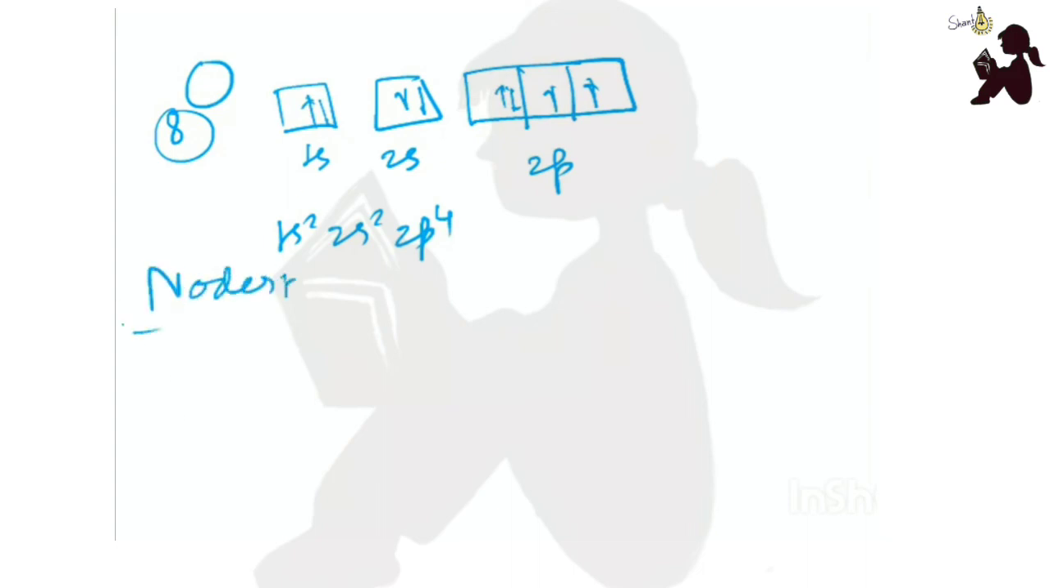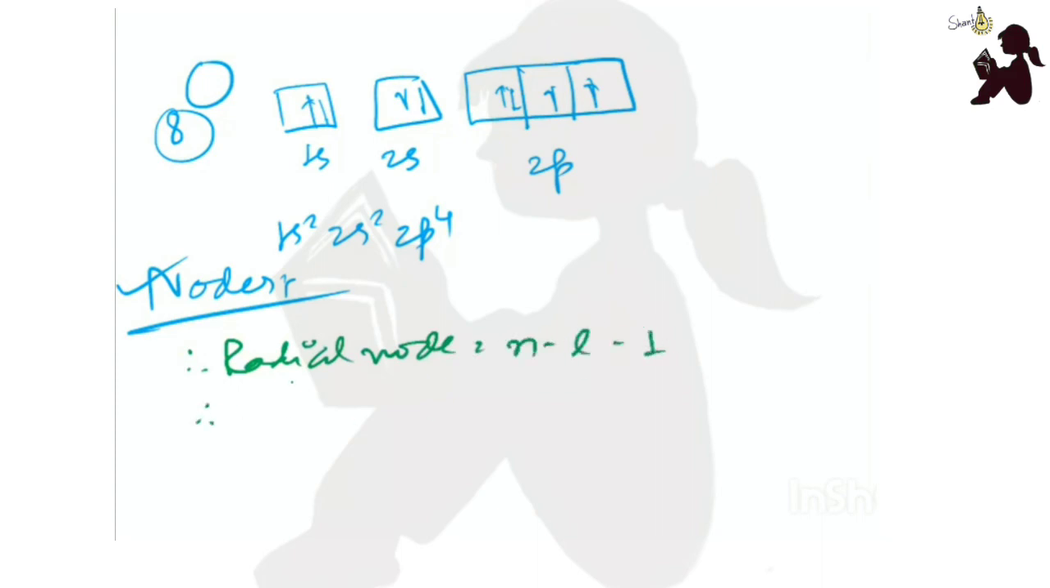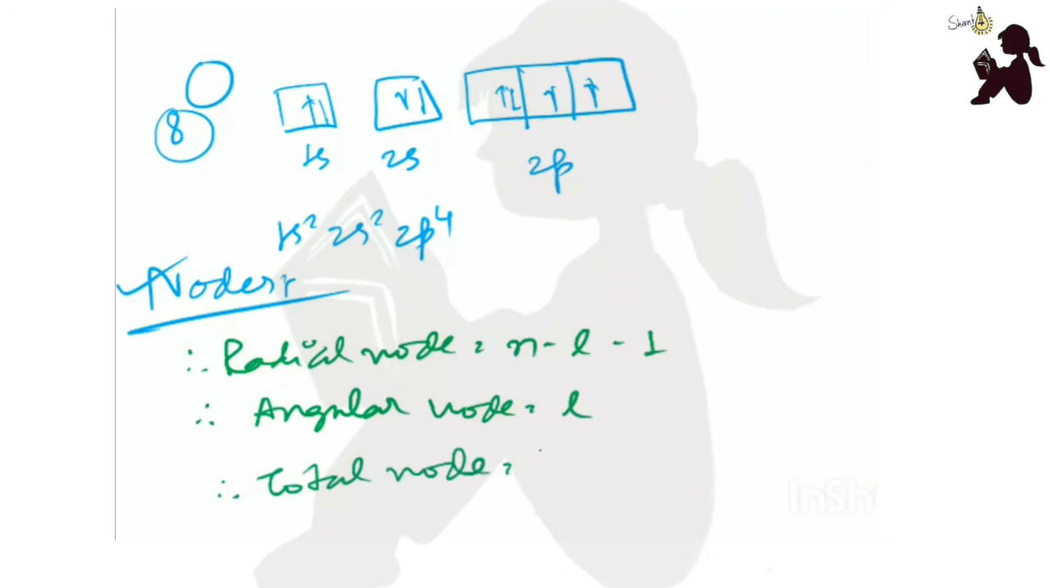Now about the nodes. This is a very important question in NEET. There's a formula: for radial nodes, it is n minus L minus 1. For angular nodes, what will it be? It will be only L. So what is the total number of nodes? That will be n minus 1. So this is all for atomic structure.